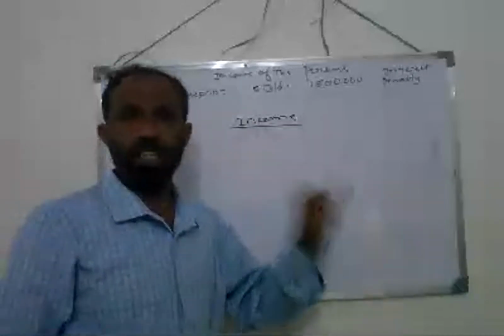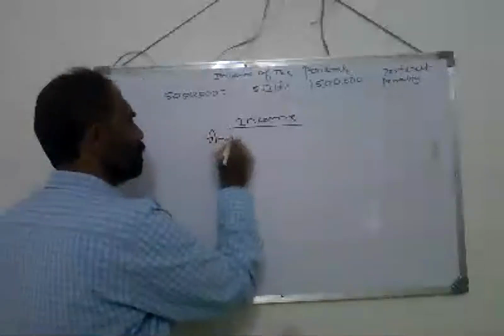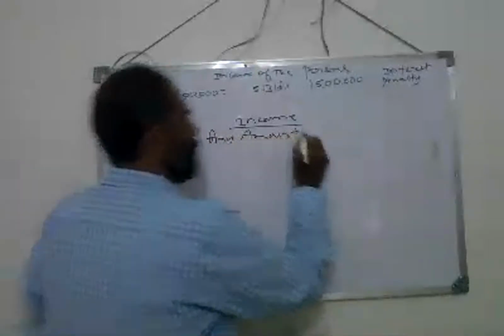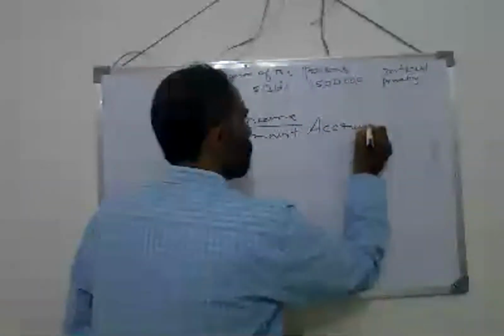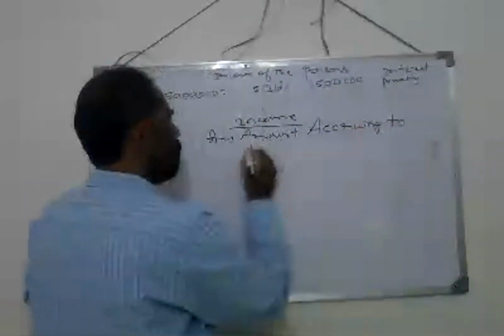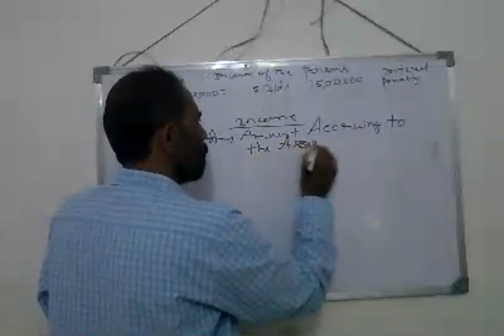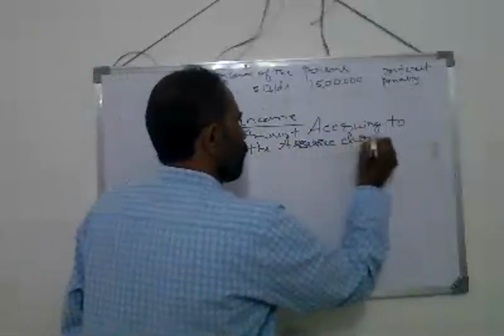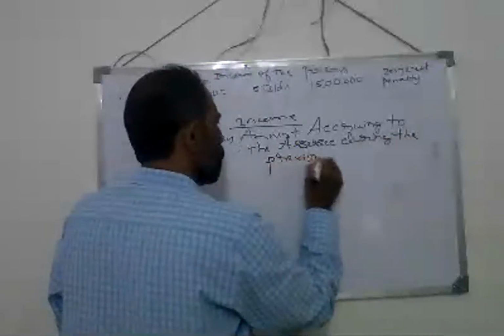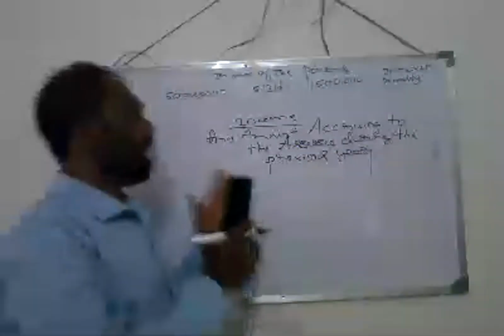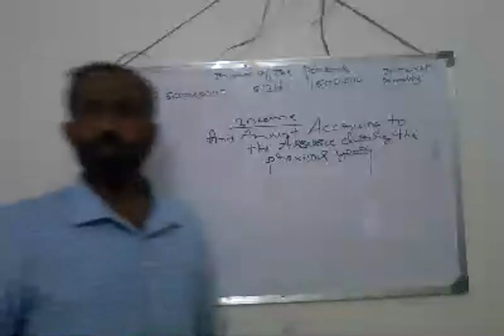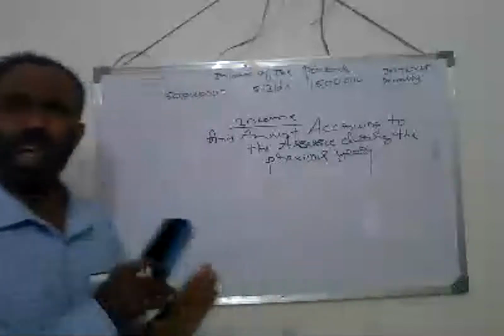I have said what tax is: a compulsory levy. Persons, I've explained who they are. What then is income? Income is any amount accruing to the assessee during the previous year. So income is any amount accruing to the assessee during the previous year. Whatever money comes to you, all of that is included.